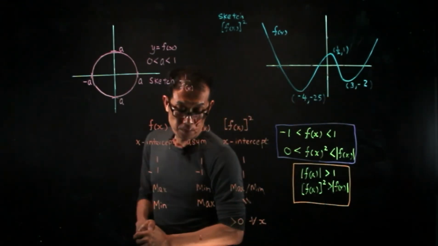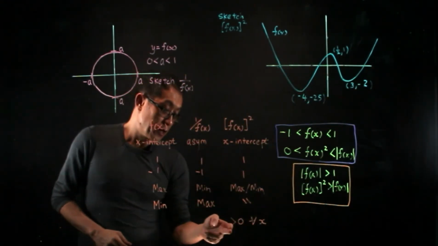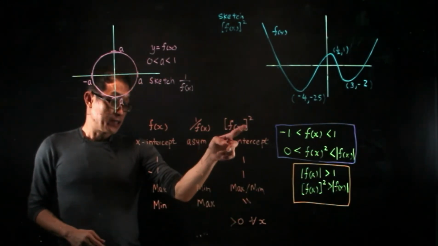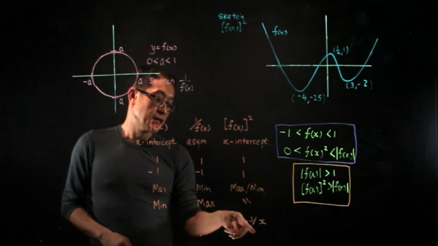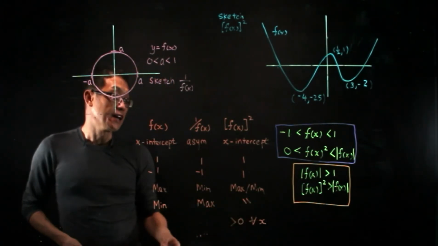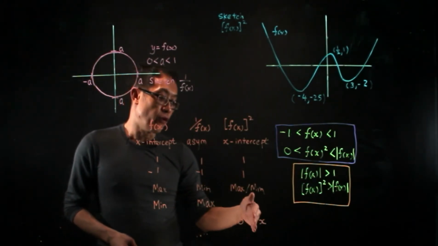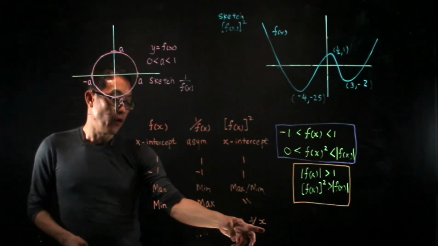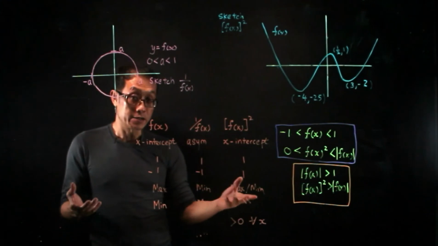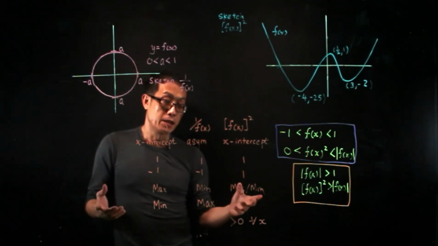Now this part, f of x squared is greater than 0 for all x. This symbol, it looks like an inverted A, it means for all. f of x squared is greater than 0 for all x. Of course, x must be a set of real numbers.